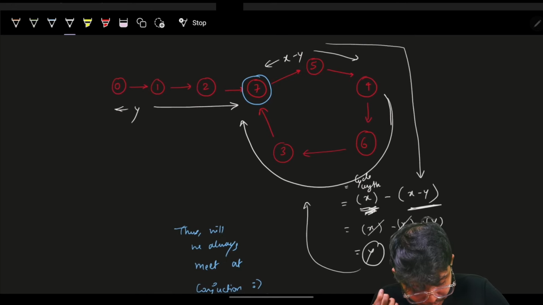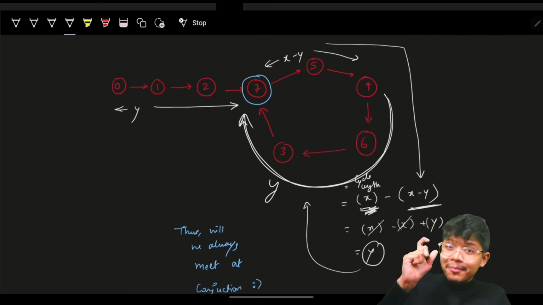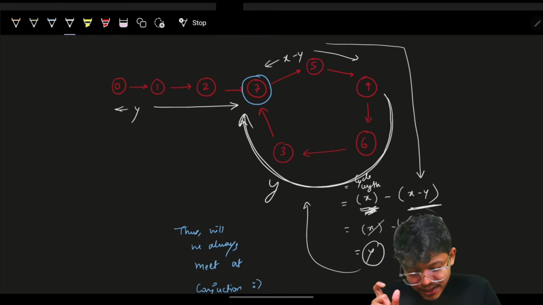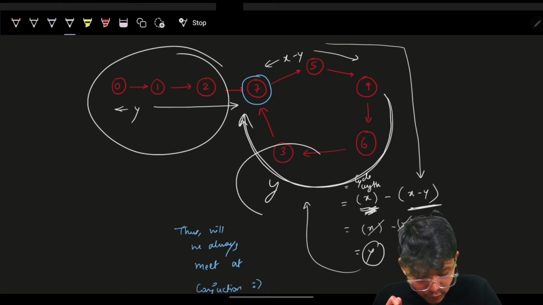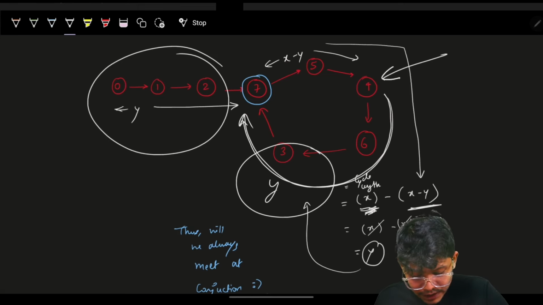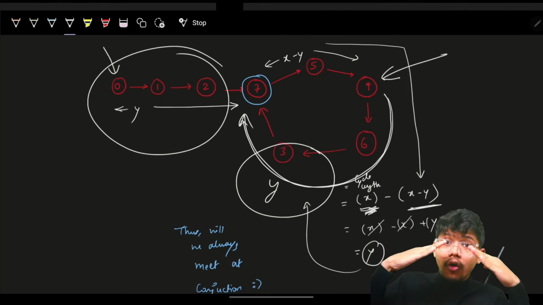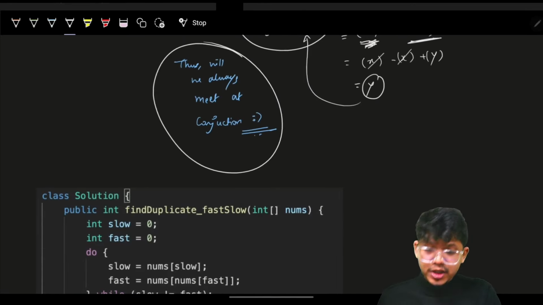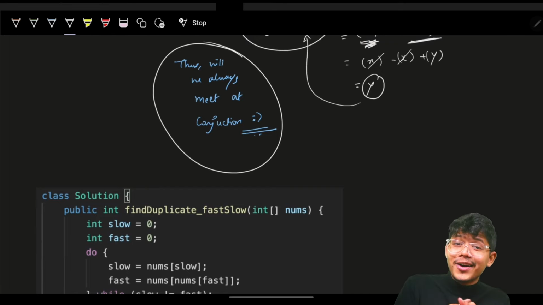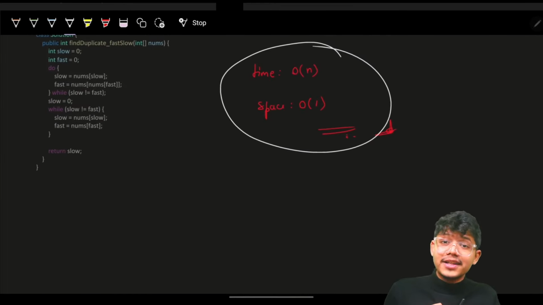So I know, okay, from the meeting point to the intersection point, the distance is y. And if you remember, I had assumed from my starting point to my intersection point, it's also y. So this is how we can prove that the meeting point and the starting point are always at an equal distance from the intersection point, that is y. And that's how I can actually prove it. And with this, you are doing just one pass, and with that, no extra space used. So time is O of n and space is O of 1.